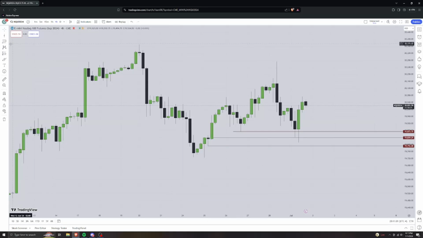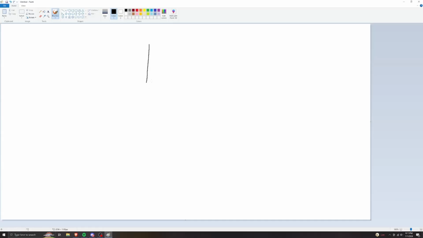So obviously, power of three, right? Candle generates. I can't even draw on this. Hold on, let me go to MS Paint. Candle forms, we've got some candle, right? We've got the wick, and we've got the wick. If you already know what power of three is, you can skip 30 seconds ahead. But basically, let's say this is a green candle.